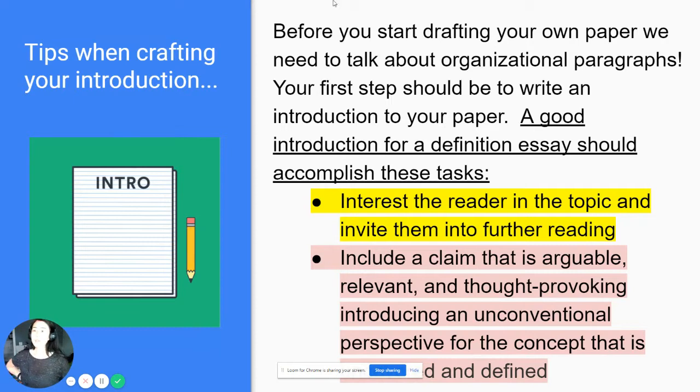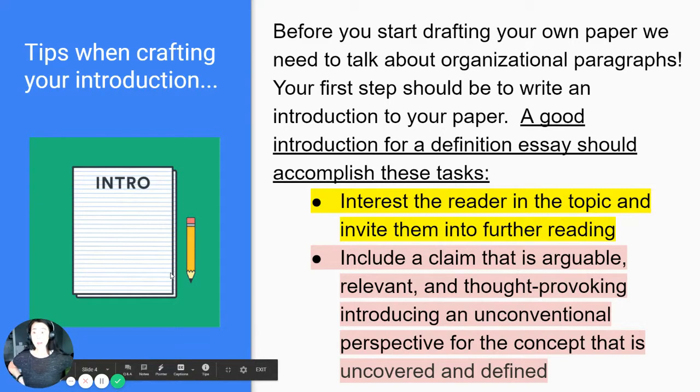So tips when crafting your introduction. Before you start drafting your own paper, so we're not writing our paper yet, we have to talk about the organizational paragraphs first. So your first step would be to write an introduction paragraph, right? Like in any other essay. A good introduction for a definition essay should accomplish these two bullet pointed ideas. 1, interest the reader in the topic and invite them into further reading. So interest me, right? Pull me in to this essay. And then to include a thesis statement, a claim that you're saying is thought-provoking in your perspective of why a term, a concept, or a phenomenon needs to be uncovered and defined.